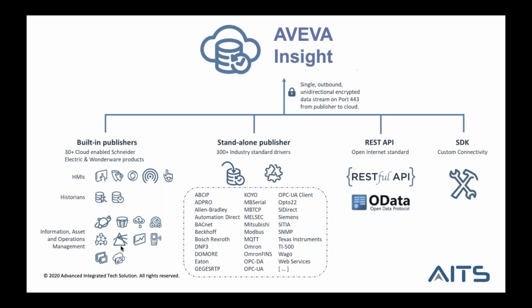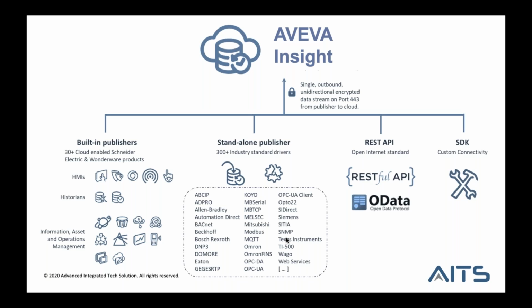So it's just a matter of enabling the Aviva Inside, and then the data will be pushed automatically to the cloud. If the Aviva application is not present at the site, we serve over 300 plus different drivers and protocols that can be plugged near the machine to collect the data and push it also to the cloud.